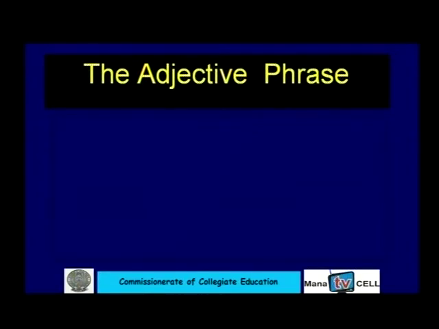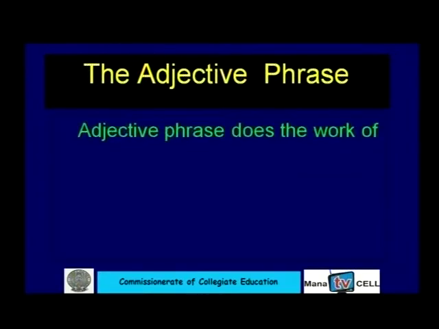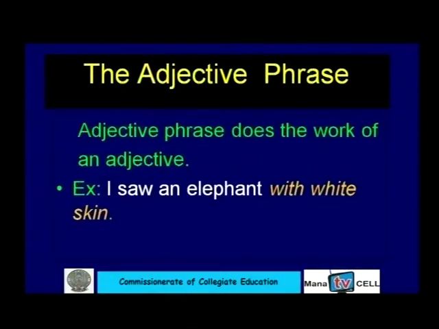Now, what is an adjective phrase? An adjective phrase is a phrase which does the work of an adjective. For example, I saw an elephant with white skin. The phrase with white skin describes the noun elephant. So, it is doing the work of an adjective.